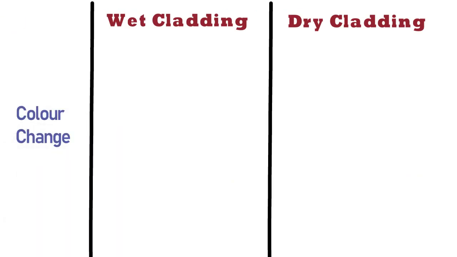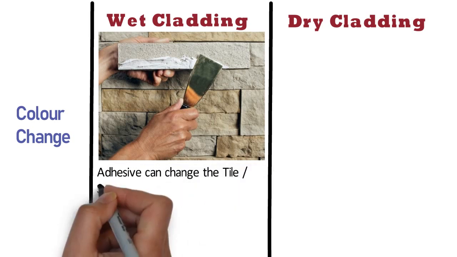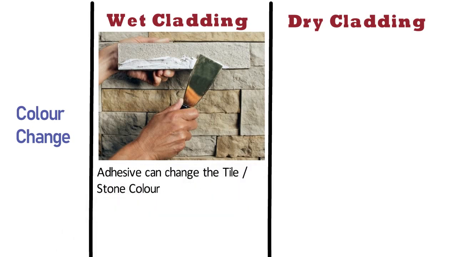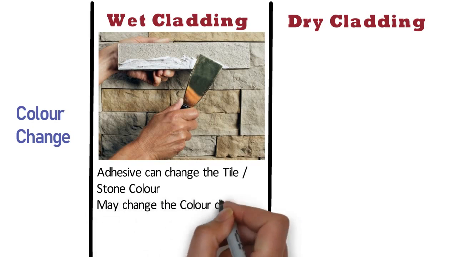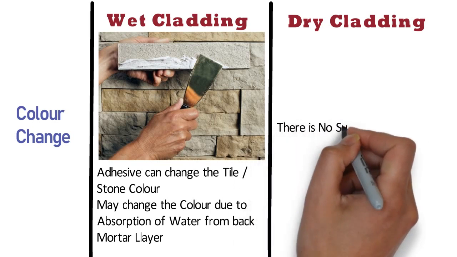Color change. If a good recommended adhesive is not used, then adhesive can change the tile or stone color. Also, the stone fixed with mortar may change the color due to absorption of water from the back mortar layer. Whereas in case of dry wall cladding, there is no such problem.